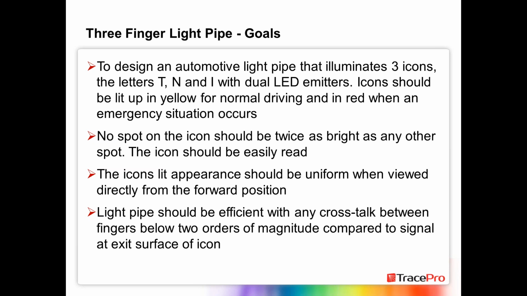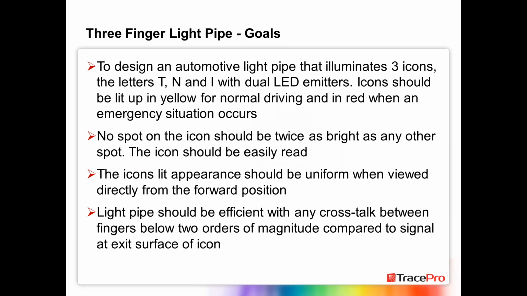The icon should be lit up in yellow for normal driving and in red when an emergency situation occurs. No spot on the icon should be twice as bright as any other spot. The icon should be easily read. The icon's lit appearance should be uniform when viewed directly from the forward position. And the light pipe should be efficient with any type of crosstalk between the fingers below 2 orders of magnitude compared to the signal at the exit surface of the icon. So I don't want to see the letter T lit up when the N should be lit up, in other words.